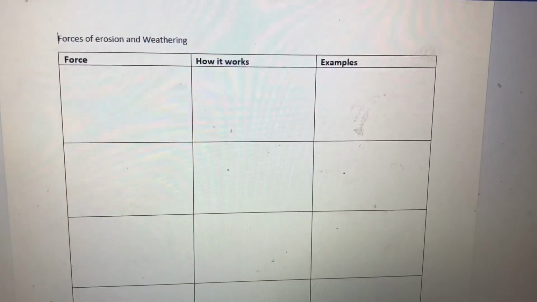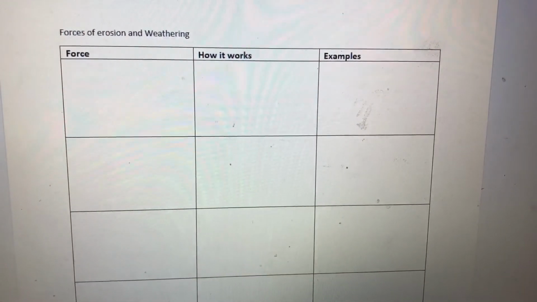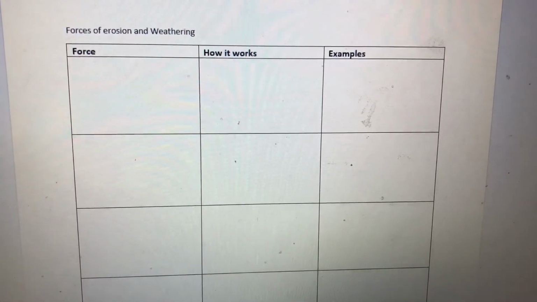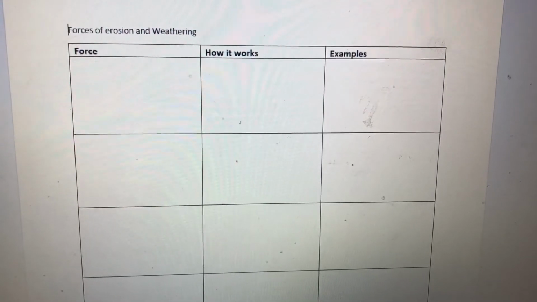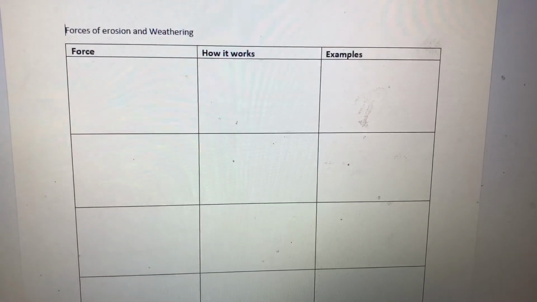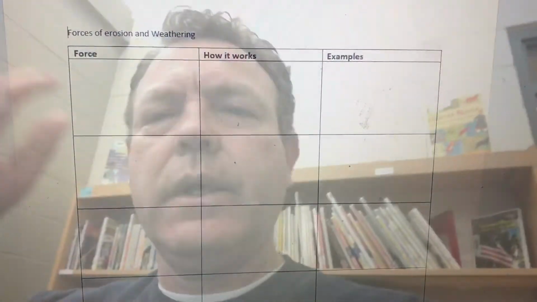And if you don't want to do it on the Word document, you can also do it in your notebook, okay? As long as you're taking those notes and filling it out. Because this is going to be the proof that you actually understand what those forces are, how they work, and that you have some examples. So go ahead and open that article, that website, and we're going to read together the first part of it, and then you will continue doing it on your own, okay? So have the graphic organizer ready. Open the website, and let's go ahead and start reading.